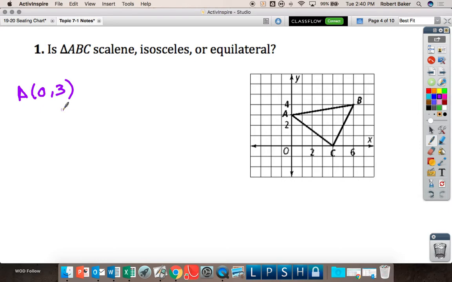Where's B? 6, 4. Agree? We're all good there? And where's C? So I have my points listed, which is good to do because I have a reference to go back. Now, the process here is, what kind of triangle is that? Isosceles, equilateral, or scalene?